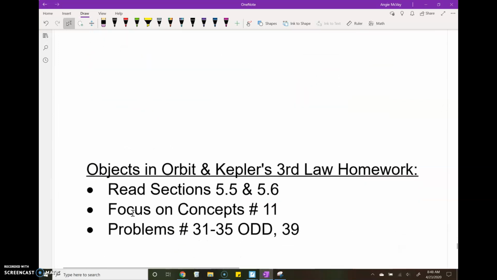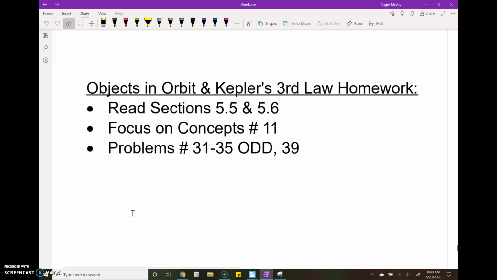All right, so this week for homework, I want you to try some of these problems. We're in chapter 5. Take a look at the sections referenced. These are on the Google Classroom. Focus on concepts and a couple problems.